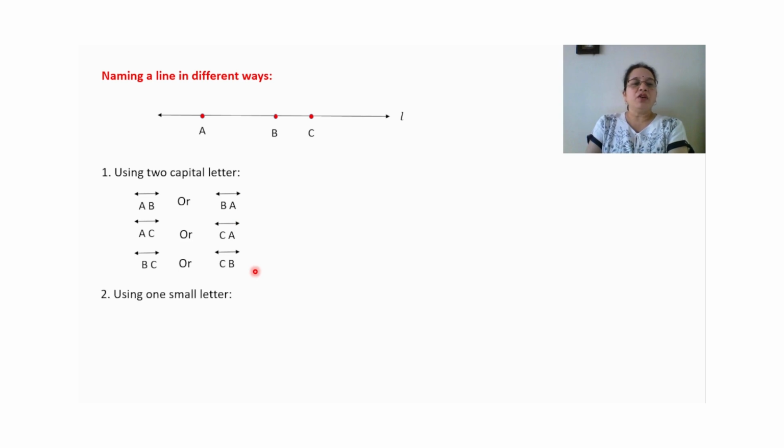And the another way of representing a line is by using a small letter. Here small letter l is given. So for the particular figure, the name of the line will be small l. But any small letter you can use, just like l, m, n, p. So any small letter we can use to represent a line. And we read this as line l.